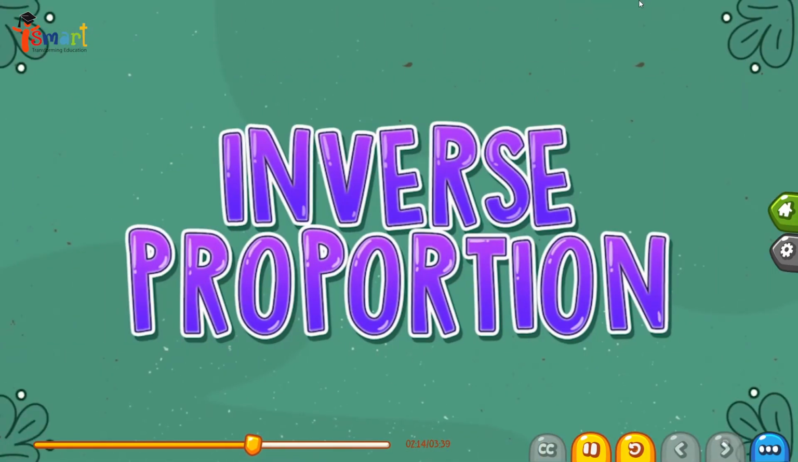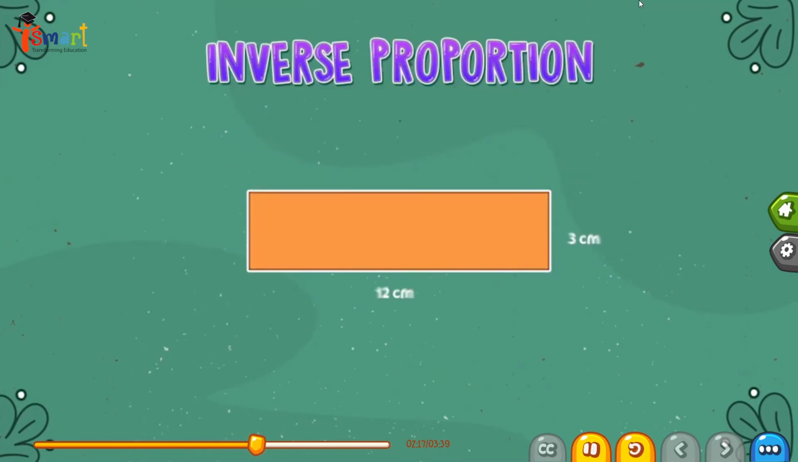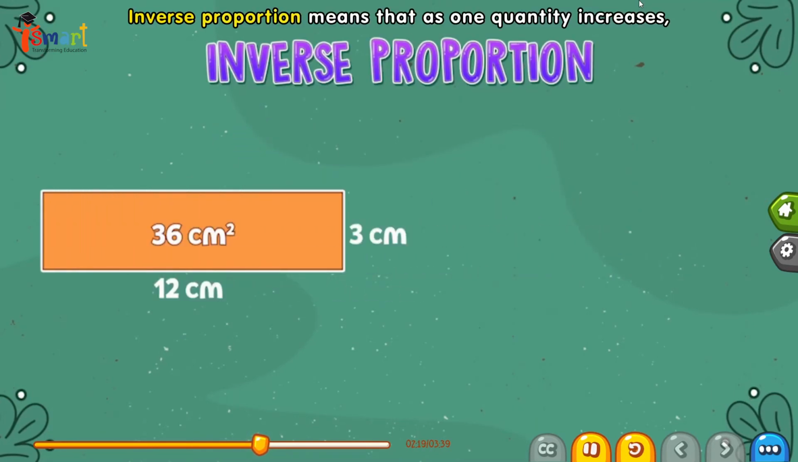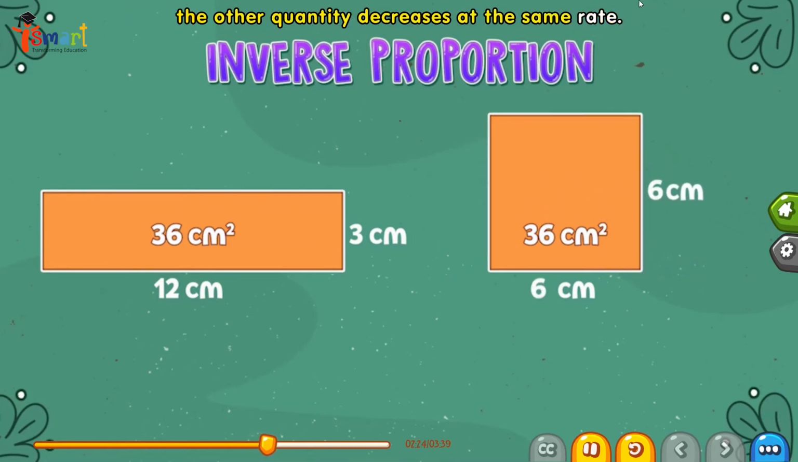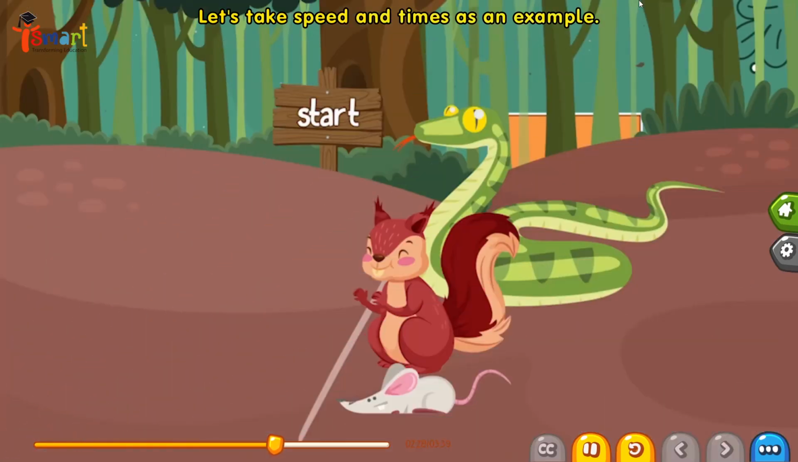Inverse proportion. Inverse proportion means that as one quantity increases, the other quantity decreases at the same rate. Let's take speed and time as an example.